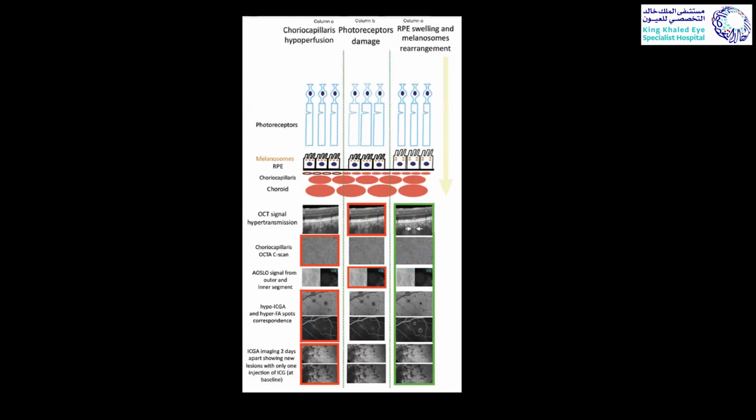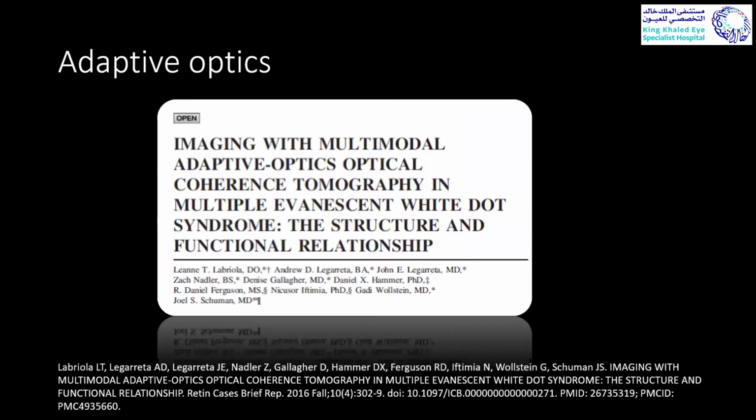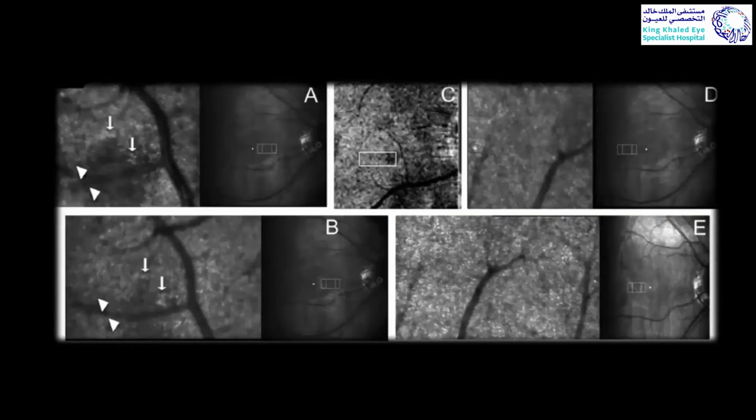And when you look at the third column, column C, you can see that the hypertransmission was detected in the RPE and nothing in the choriocapillaris OCT slab, and the presence of the photoreceptor, the outer photoreceptor segment is affected more than the inner segment, is suggesting more of the RPE theory rather than the photoreceptor theory. Another case report used adaptive optics to test MEWDS patients.